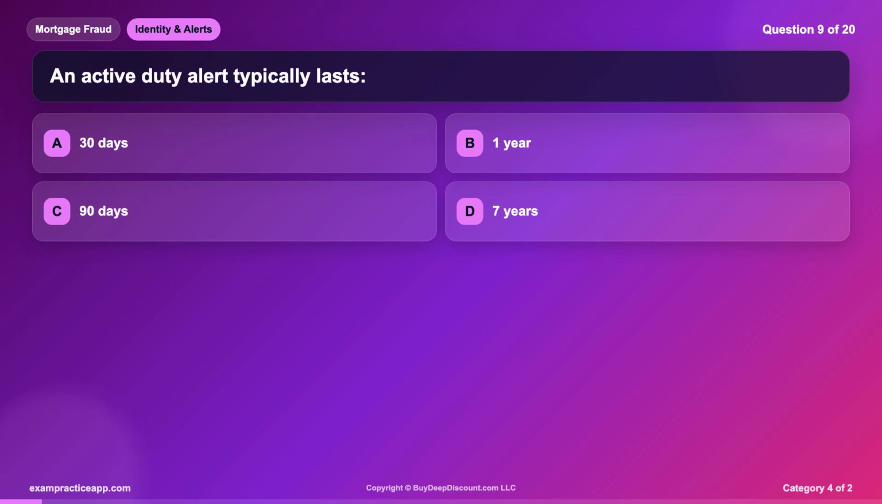Question 9. An active duty alert typically lasts: option A, 30 days; option B, 1 year; option C, 90 days; option D, 7 years. Take a moment to choose your answer. The correct answer is option B, 1 year. Explanation: Active duty alerts usually remain in place for 1 year.